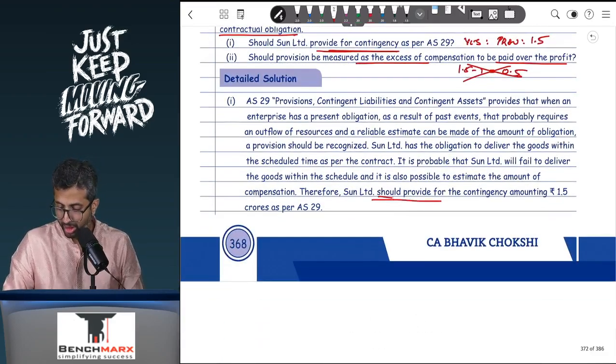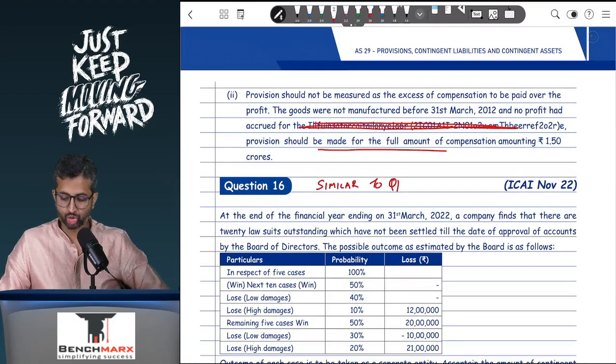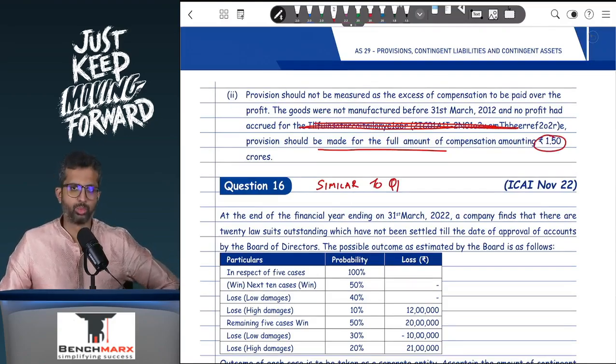So we should provide for the contingency of 1.5 crores, and secondly, provision should be made for the full amount. This is, I think, wrongly printed, or it's not properly printed. You should create a full provision for 1.5 crores.